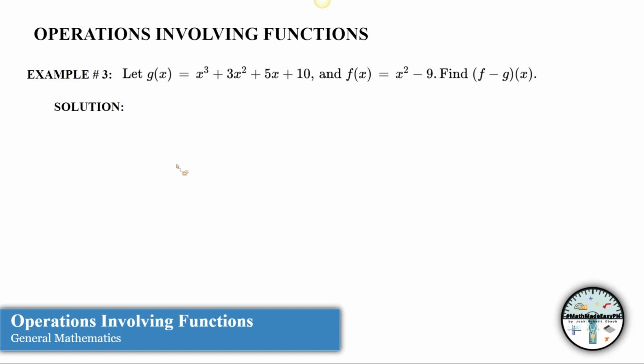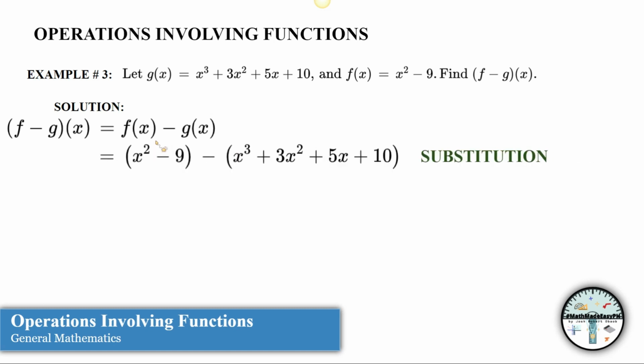So guys, we know that f minus g of x equals to f of x minus g of x. So, yun lang. So, ganun lang siya. Then, so we substitute f of x with x squared minus 9 kasi yan yung value ng f of x. Kung sa g of x naman, ganito. So, we just substitute it. And that is substitution. Anyways, let's go.